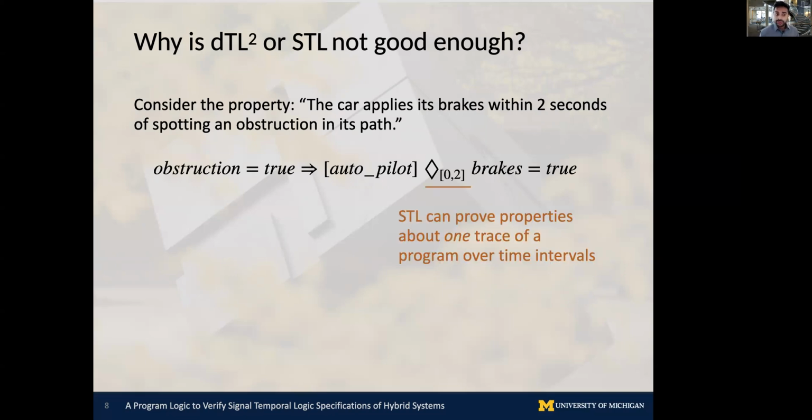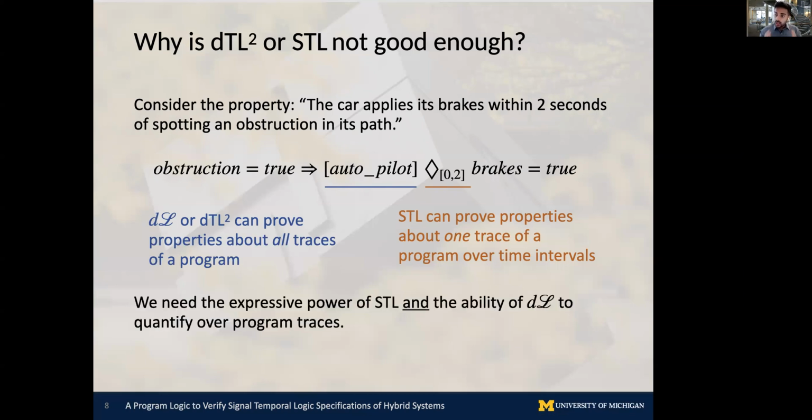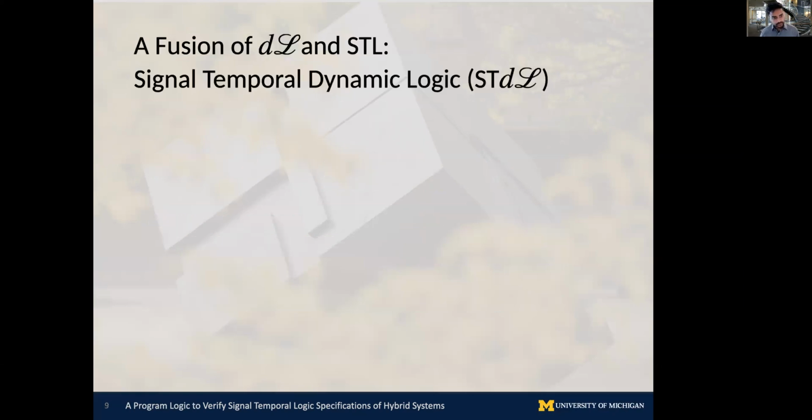Note here the use of "within 2 seconds," a property that STL would really thrive at. But we need to be able to reason about all traces of the car's self-driving program. So there needs to be some notion of quantification over program traces. Neither DL nor any of DL's children logics, which includes DTL2, is sufficient to express this crucial property of interest. We need aspects of both logics to reason about properties of this class.